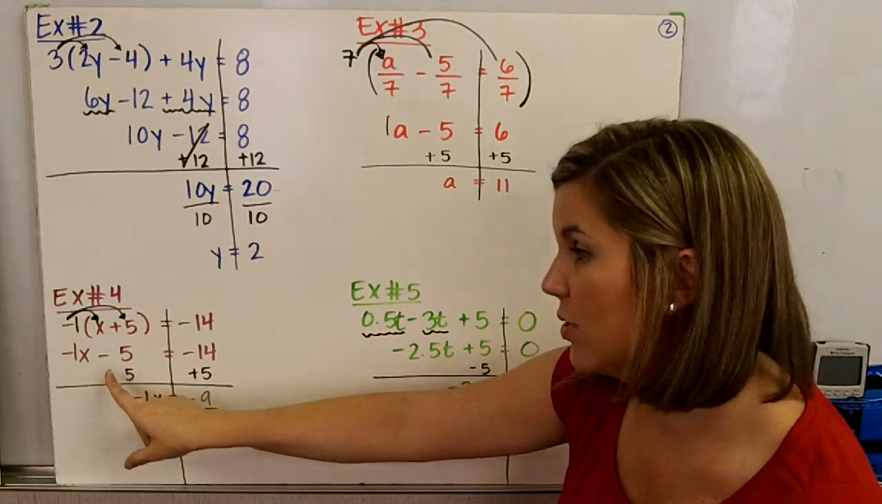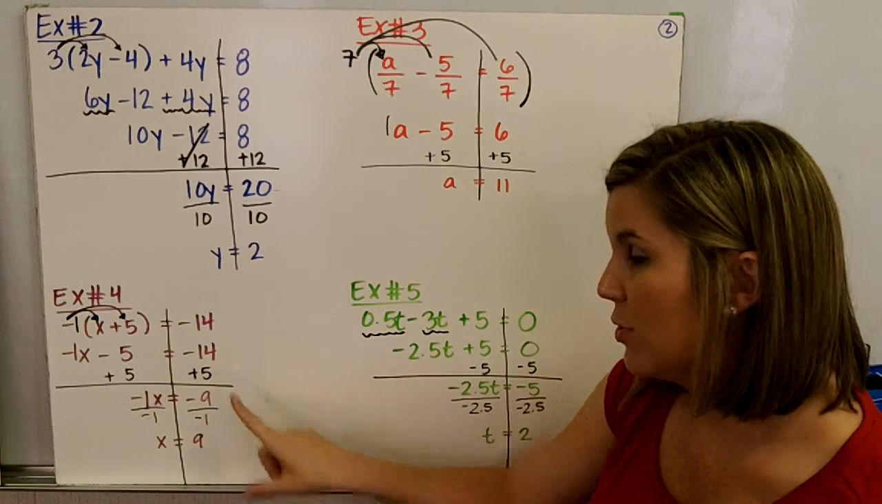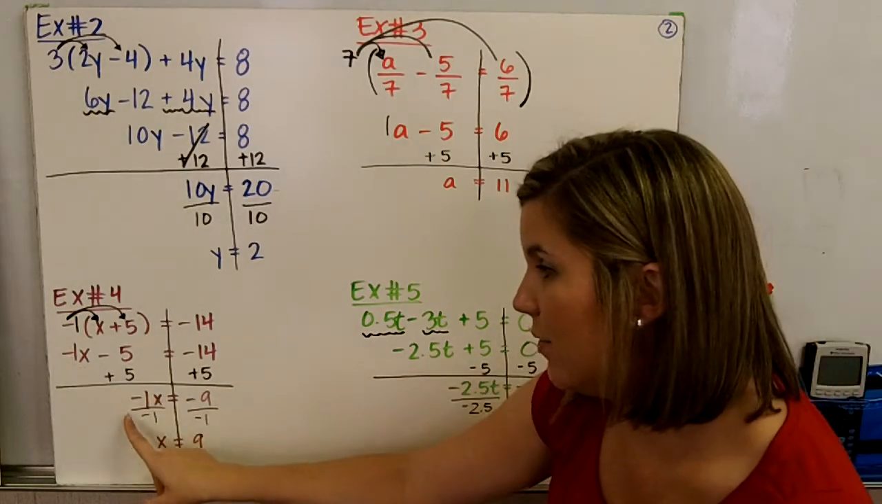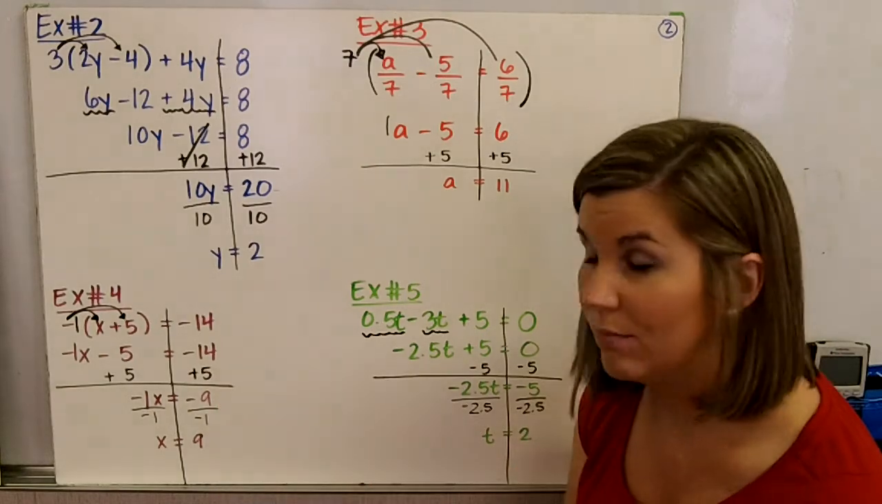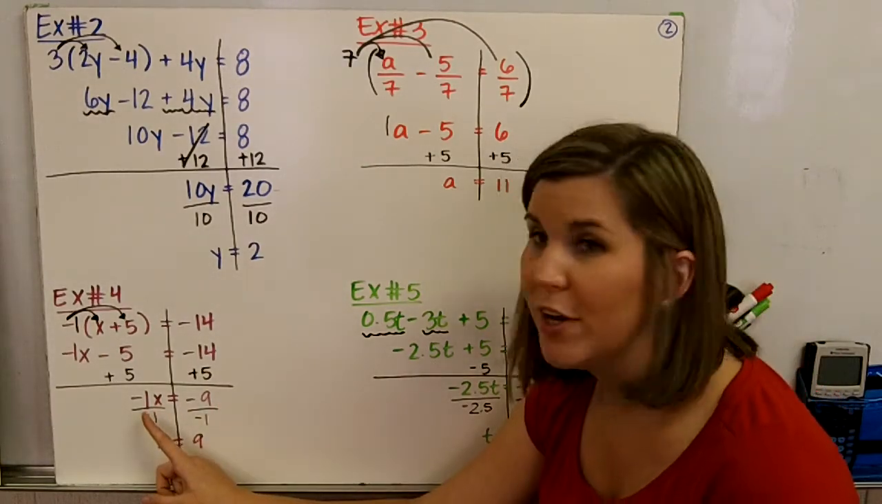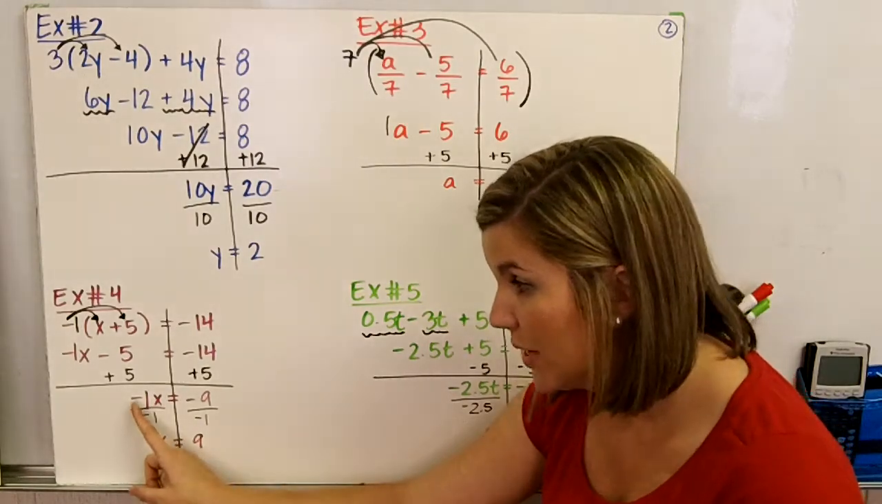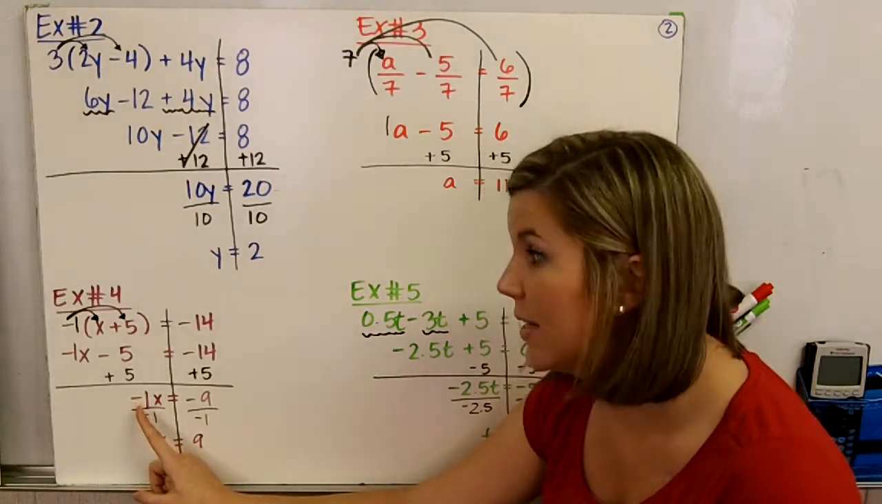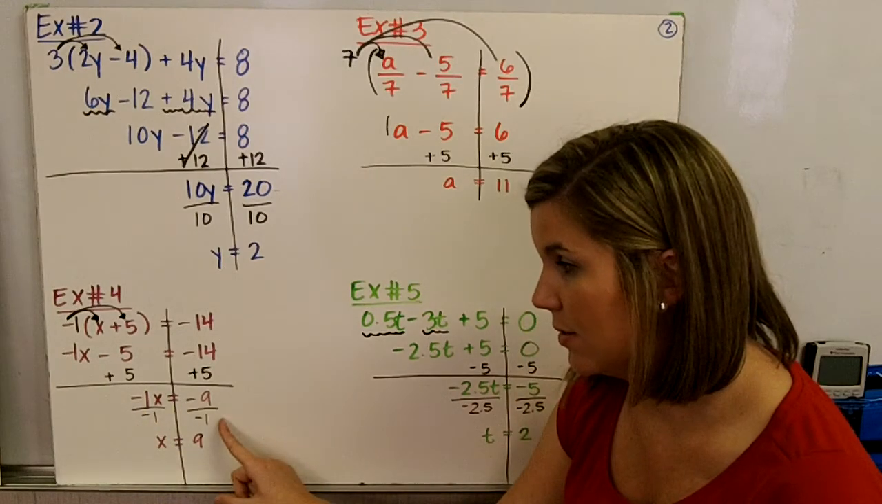Get rid of any addition or subtraction. So I have minus 5, the opposite is to add 5 to both sides. Negative 1x equals negative 14 plus 5 is negative 9. Now remember, our variable not only needs to be by itself, but it also has to be positive. So it can't be a negative 1x, it has to be positive. So divide by negative 1 on both sides.